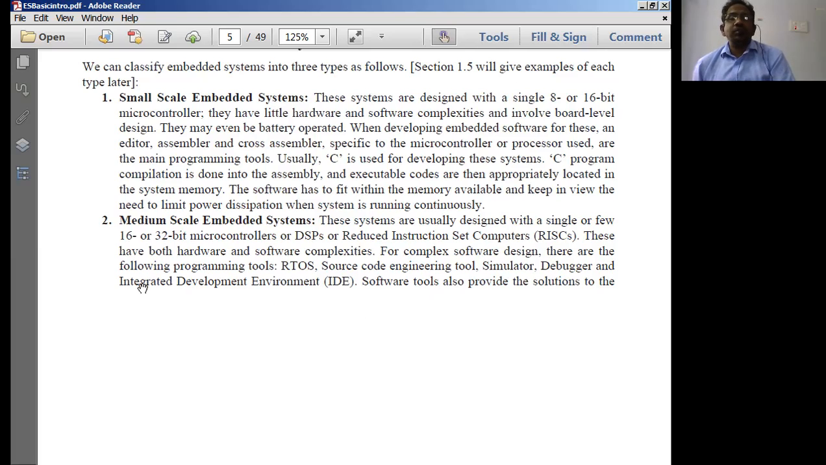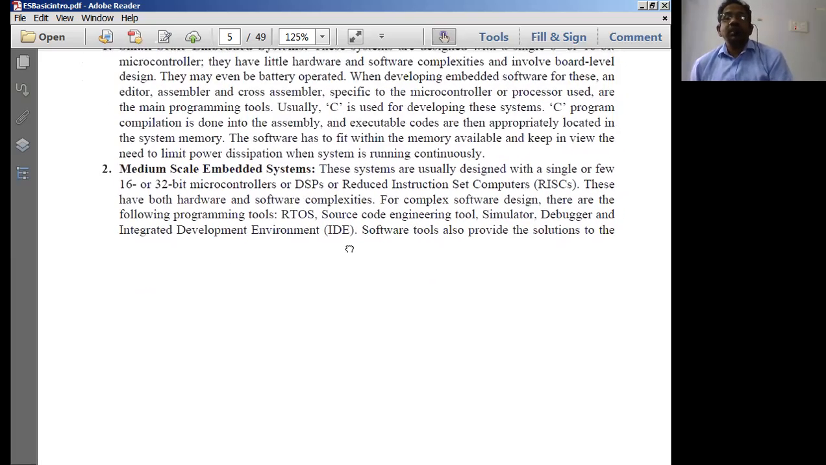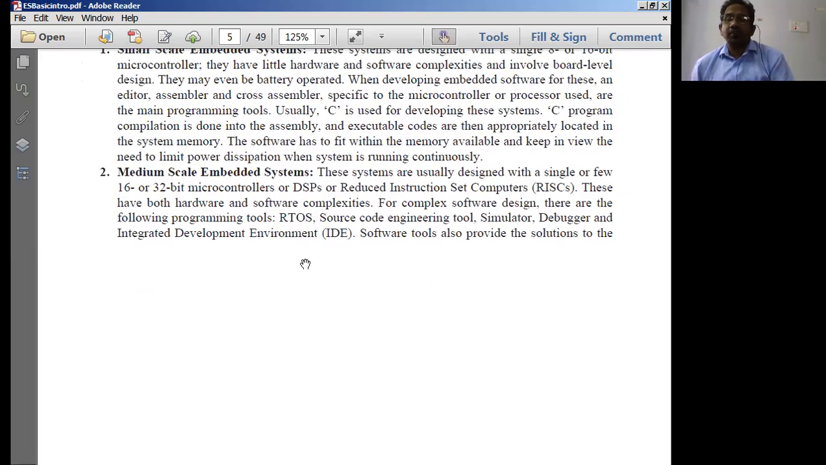And these are also going to have both hardware and software complexities. Medium scale is somewhat a larger version of the small scale type of embedded system. Therefore, the software and hardware complexities are definitely going to increase in this particular type of embedded system. So for complex software design, there are the following tools. Now here the software design is going to be complex.